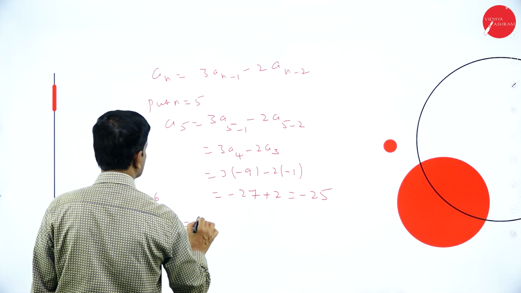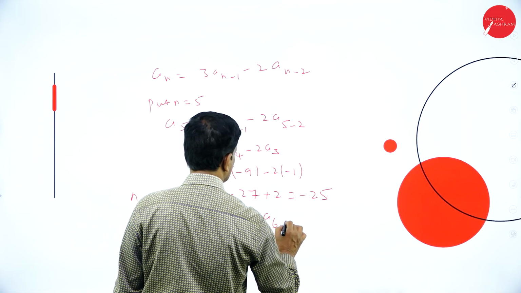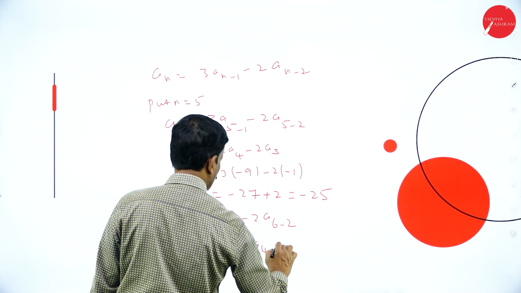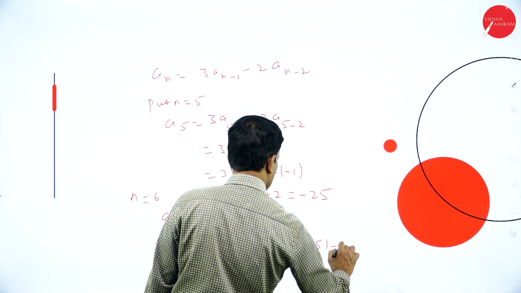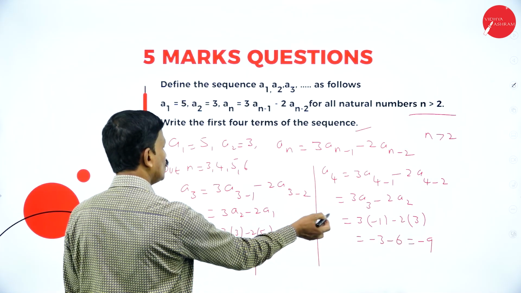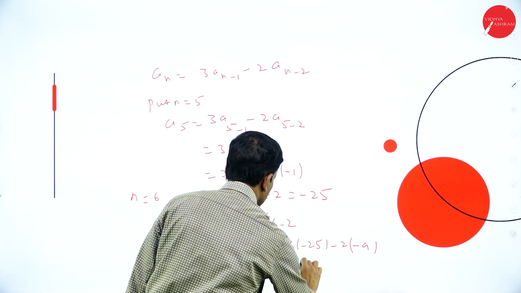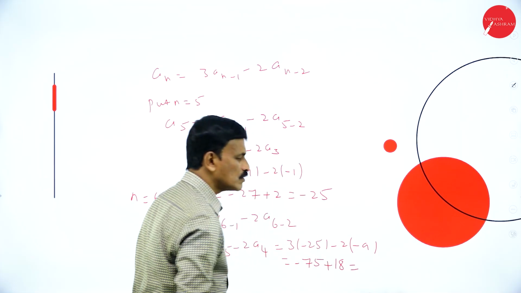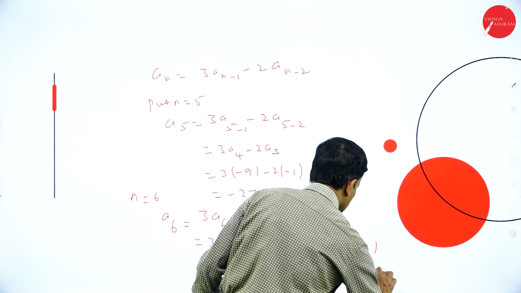You will get a6 is equal to 3a6 minus 1 minus 2 into a6 minus 2, that is 3a5 minus 2a4. So 3 into a5 is minus 25, and a4 is equal to minus 9. So this is equal to minus 75, minus into minus plus, 9 2s are 18. What is this equal to? Minus 75 plus 18. Now if you subtract, this is equal to minus 57.